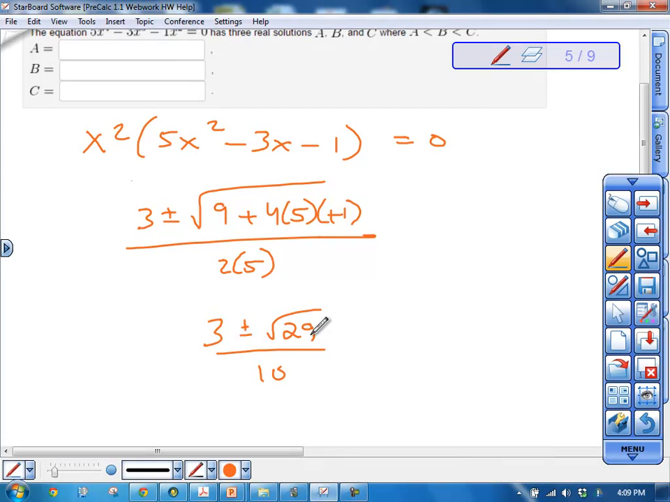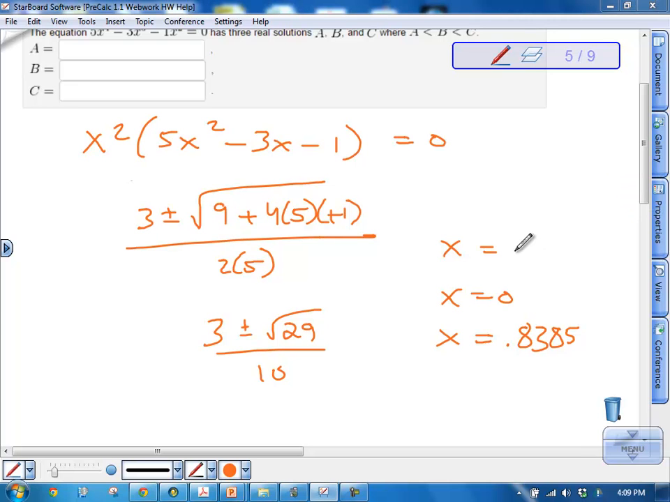Which, there's three answers then. Obviously, the first answer is x equals 0. And then if I do 3 plus the square root of 29 over 10, that gives me x equals, I guess the biggest number, which isn't very big, 0.8385. And the smallest number, if I do 3 minus the square root of 29 over 10, gives me negative 0.2385.